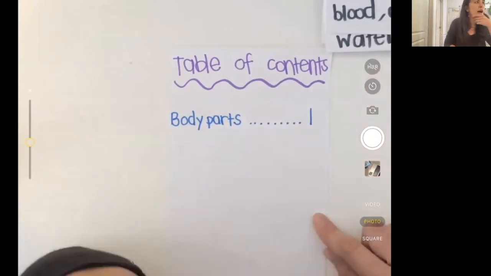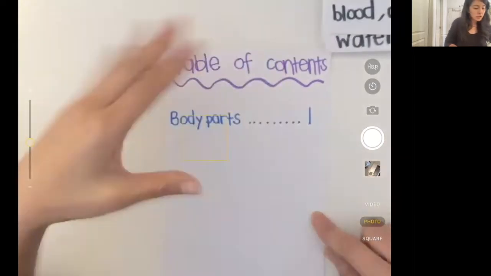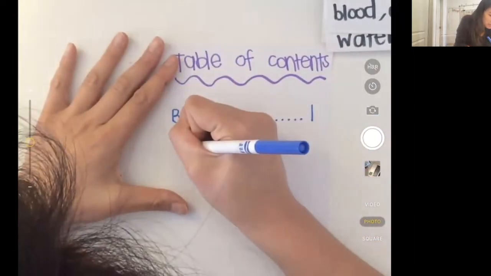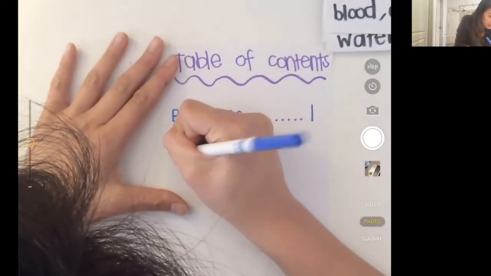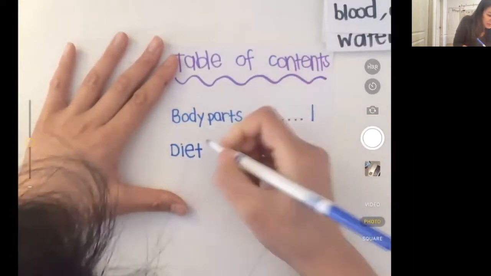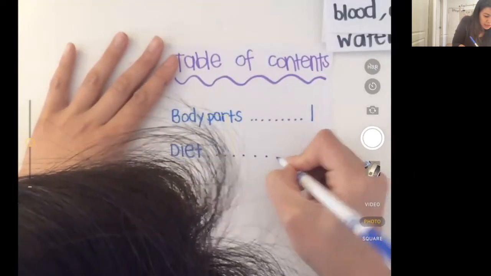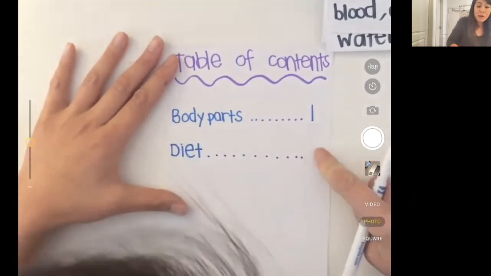Now, what's another topic I talk about? Oh yeah, I talk about what jellyfish eat. So I'm going to write that. Diet, which is another word for food, or what people or animals eat. So I'm going to write diet, and then I'm going to put the dots again. Dot, dot, dot, dot, dot. And I'm going to write the page number.